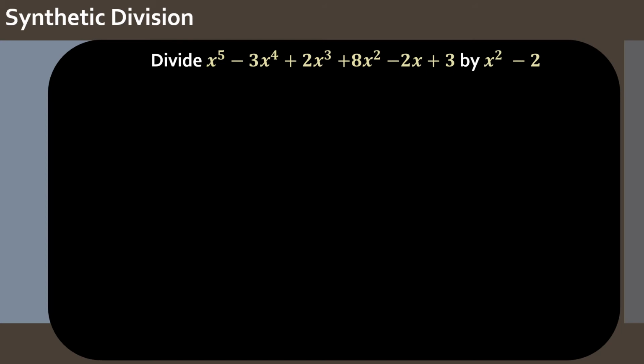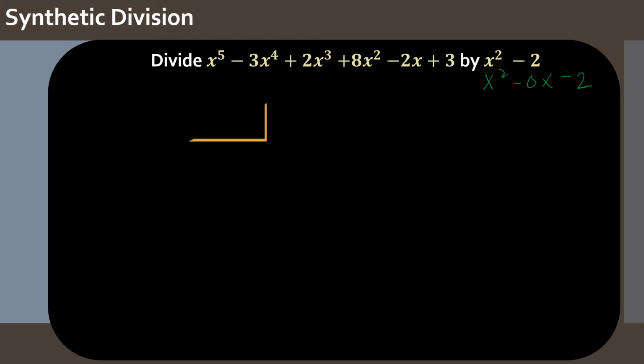So, sa case na ito, hindi na x minus c ang ating divisor. Meron tayong divisor ni x squared minus 2. Or pwede nating isulat yan as x squared minus 0x minus 2. So, paano natin gagamitin ang synthetic division sa pag-compute nito? Okay? Halos kapareho lang siya ng mga nauna nating examples.